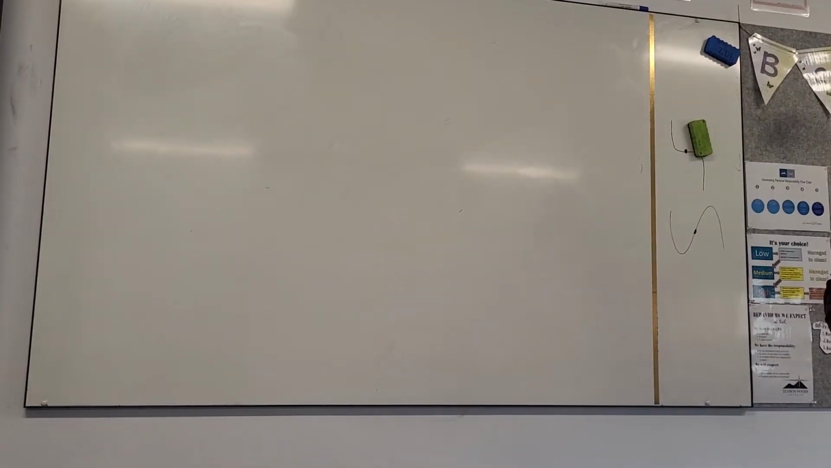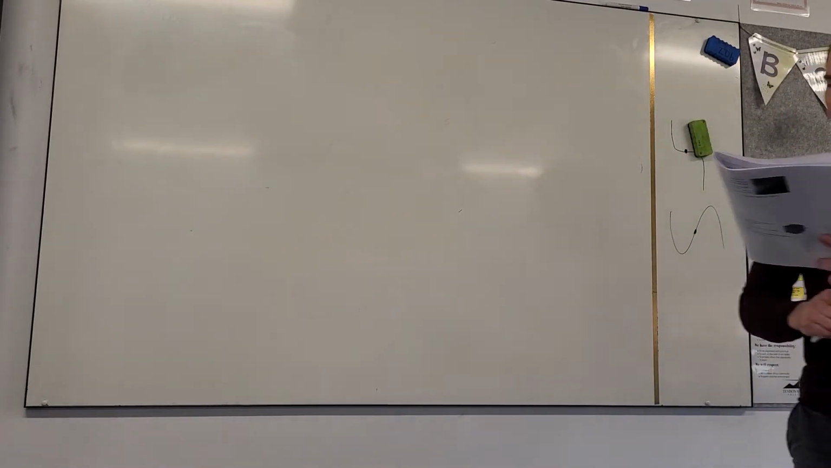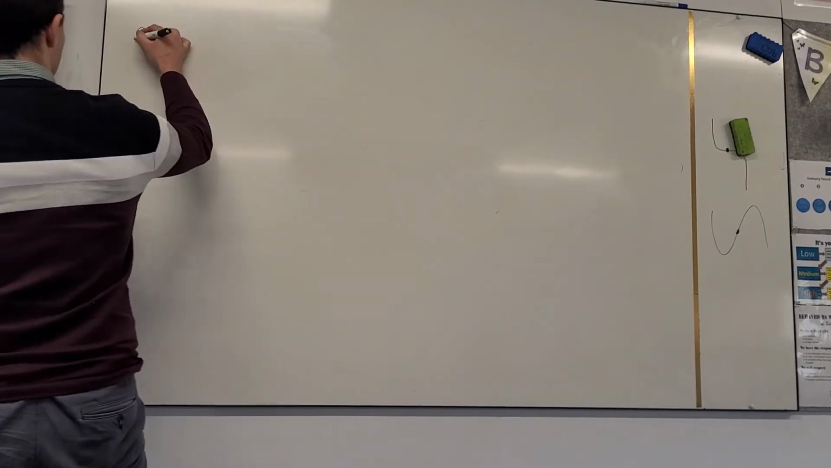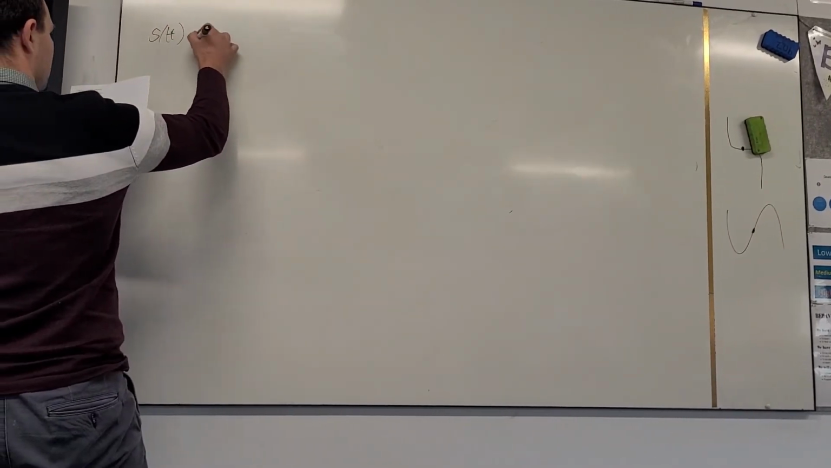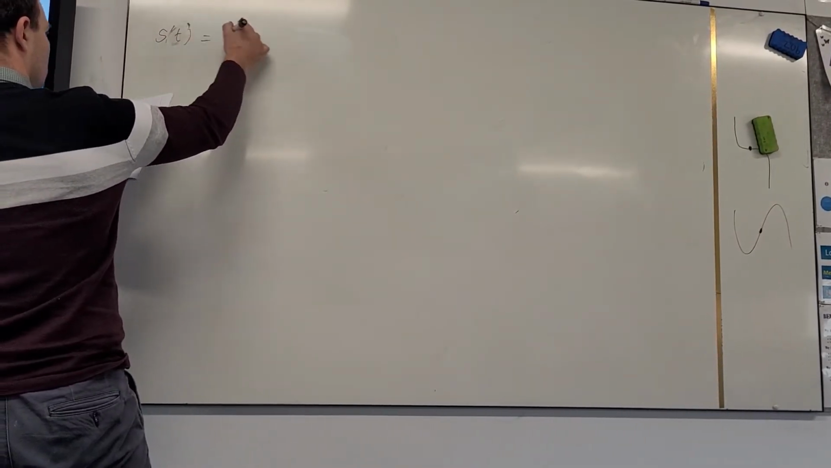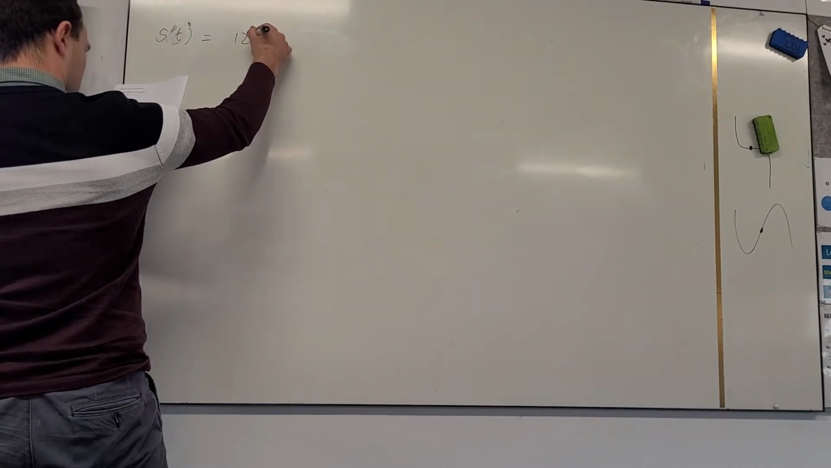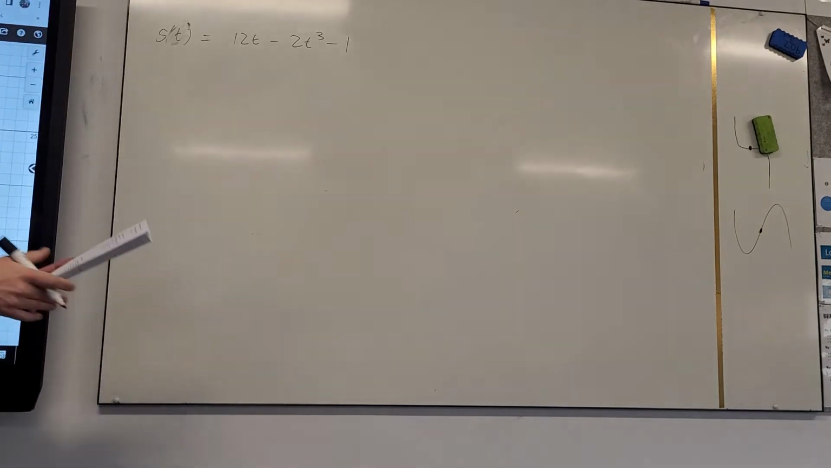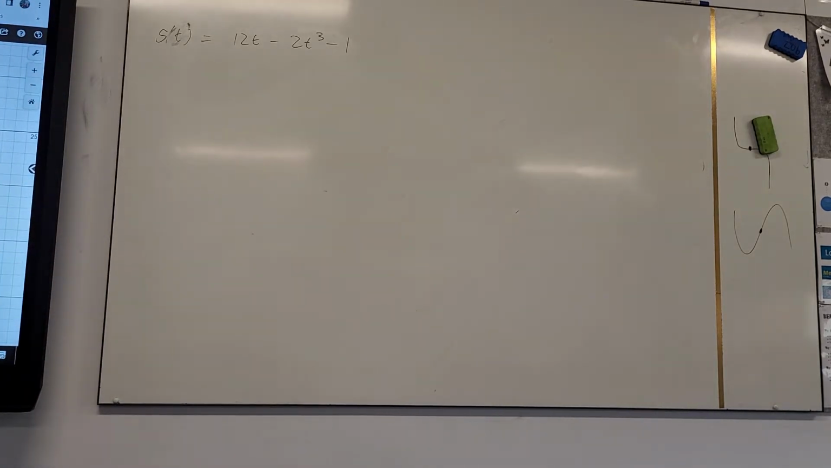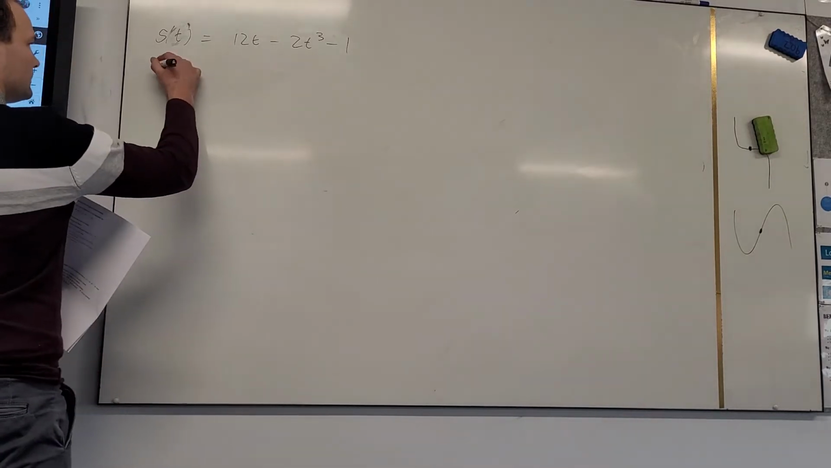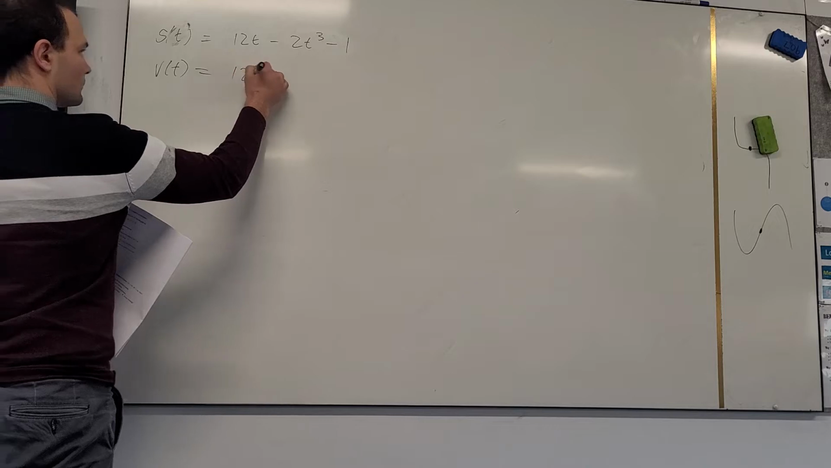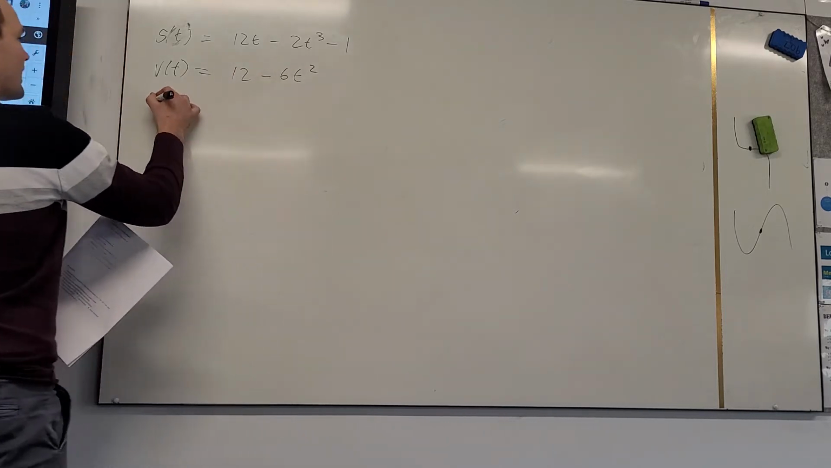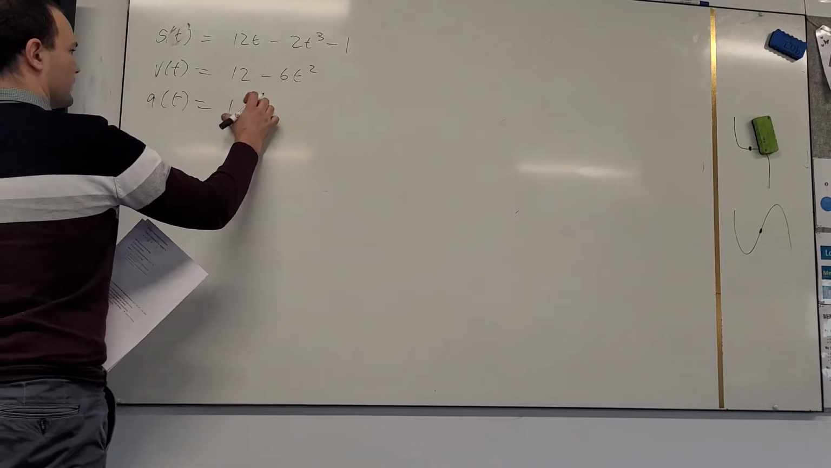Okay, we've got a particle that moves in a straight line with this displacement function, s(t) = 12t - 2t^3 - 1. Find the velocity and acceleration functions for the particle's motion. So velocity is the derivative of displacement, and acceleration is the derivative of velocity.